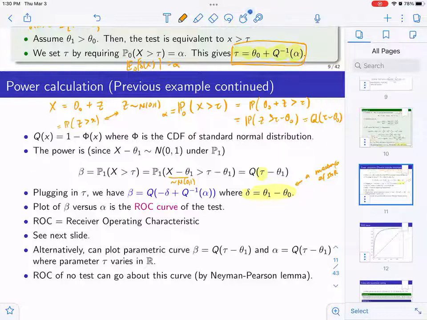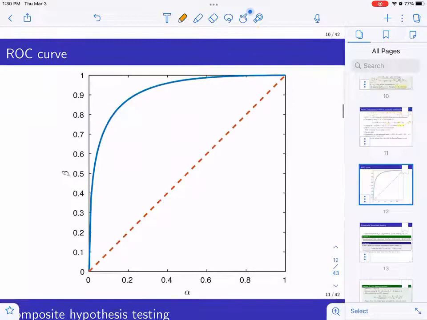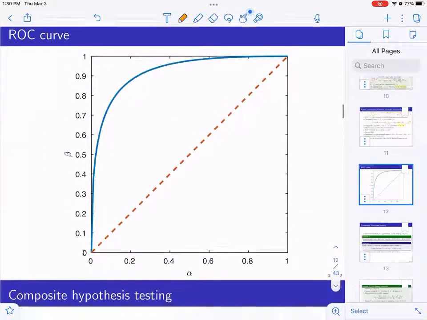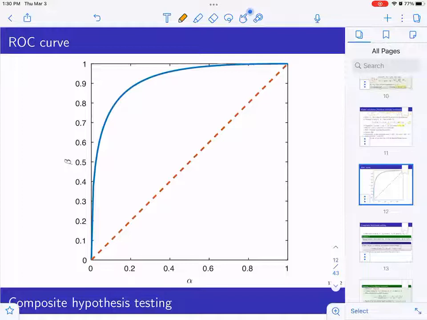And you can plot this, beta versus alpha. This is called the ROC curve, receiver operating characteristic. It's a term from engineering, from radar. You can think of this as a radar that's trying to detect an aircraft, and this is how well it does. So you plot beta as a function of alpha. You get something like this for some value of delta, and that's the ROC for this.